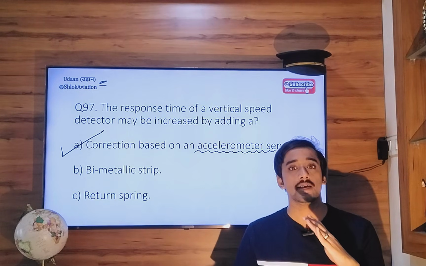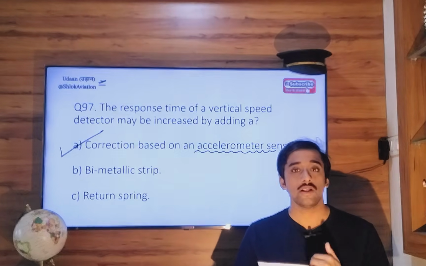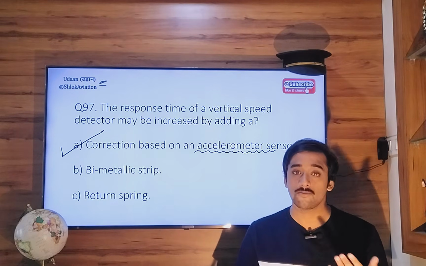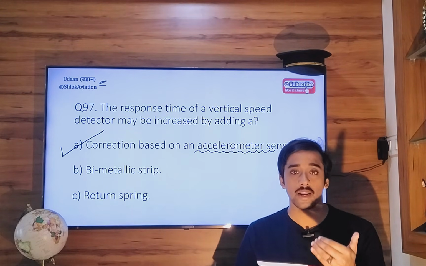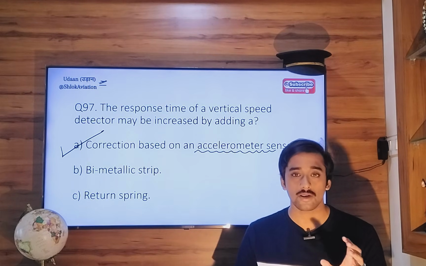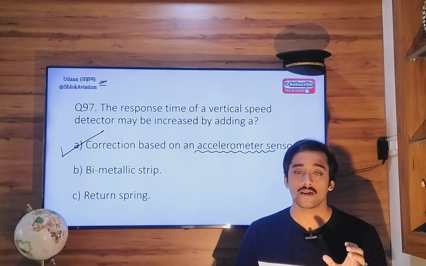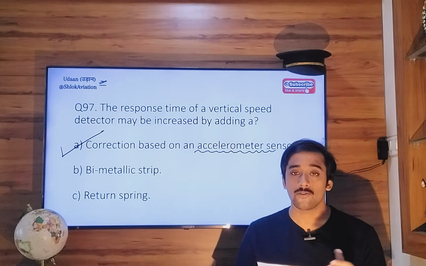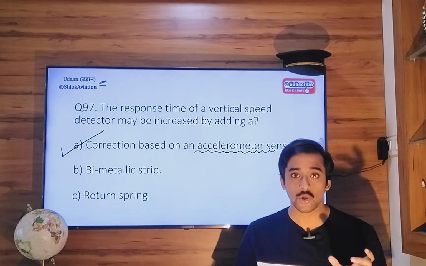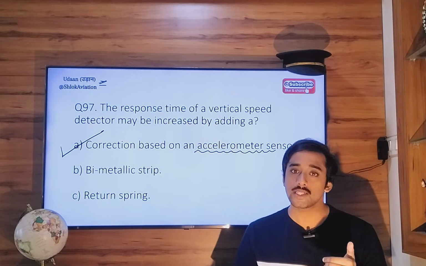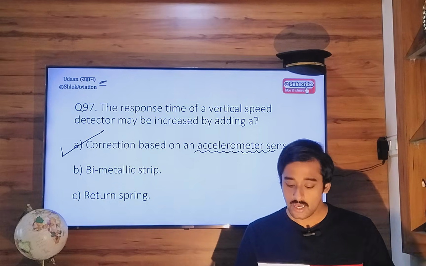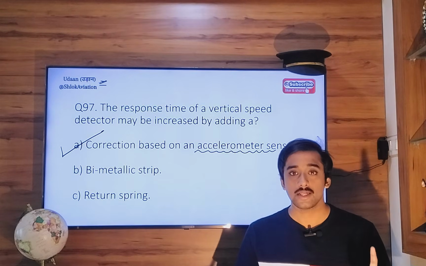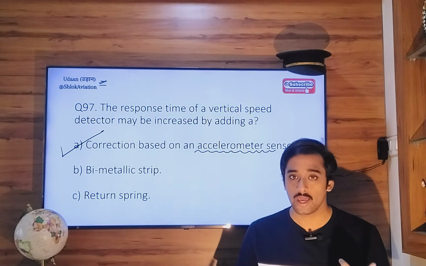As soon as you enter a climb attitude, the VSI will not indicate that climb information, that rate of climb, immediately. It will respond to that rate of climb after a lag or a delay of 3 to 5 seconds. So this is called time lag. This decreases the efficiency of VSI. So in order to increase the efficiency or response time of a VSI, we use an accelerometer in it. And this makes a VSI an instantaneous VSI.